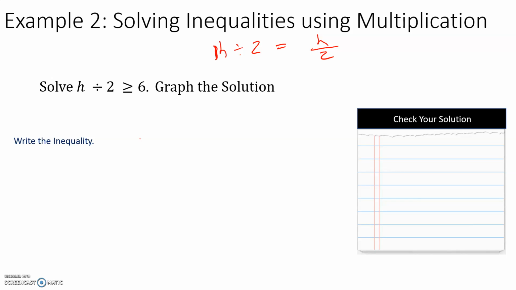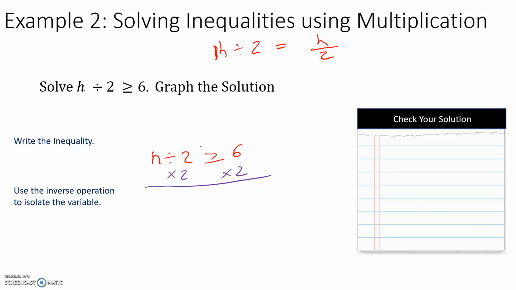So h, I'm going to do it here, and I'm just going to solve it from both sides. h divided by 2 less than or equal to 6. Use inverse operation to isolate the variable. So we'll multiply both sides times 2. And these cancel each other out, and so I'm left with h is greater than or equal to 12, because 6 times 2 is 12.